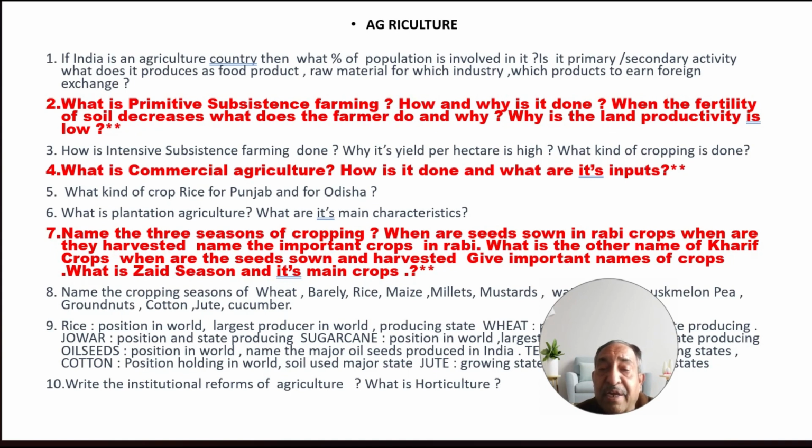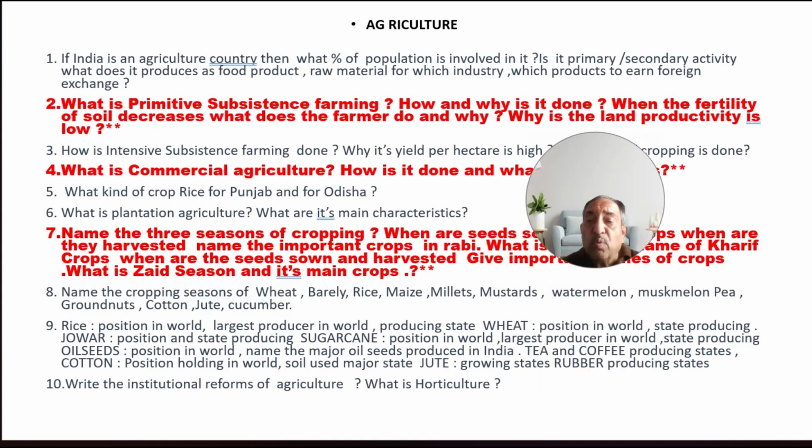मैं बार बार ये कह रहा हूं, ये एक सेट के क्वेश्चन नहीं है, एक से ज्यादा सेट में आए हुए क्वेश्चंस हैं, उन्हीं को मिक्स करके मैंने दिए हैं. Name the crop season of wheat, barley, rice, millet, watermelon, muskmelon, pea, groundnuts, cotton, jute, and cucumber.